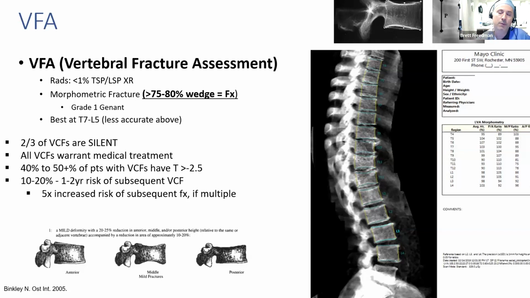And the other thing you will see later is that when you have multiple fragility fractures, you can actually qualify directly for antibiotics. And so this is another way to detect multiple fragility fractures.